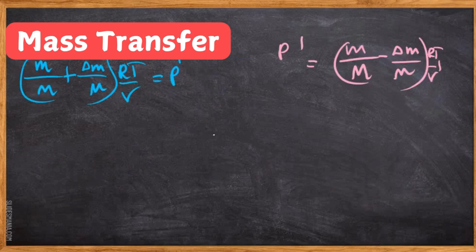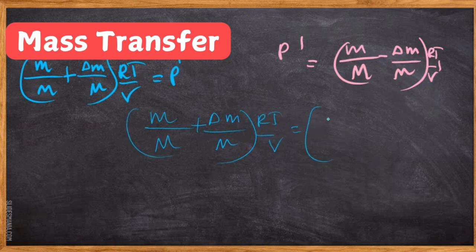So M divided by capital M plus delta M divided by capital M, into RT over V, equals the same thing. Let's write M minus delta M over capital M, RT over V, right? Let's cancel off the values that are easy to remove.